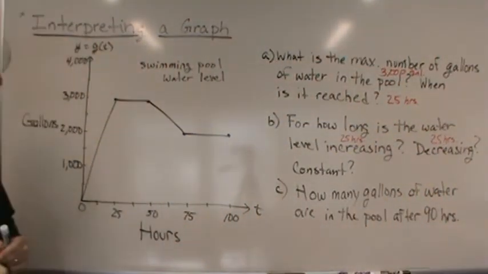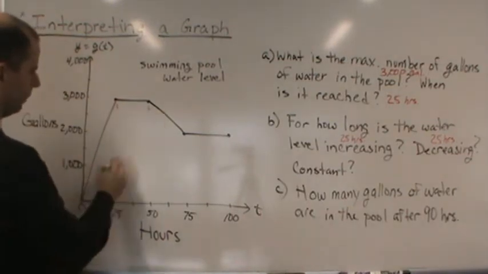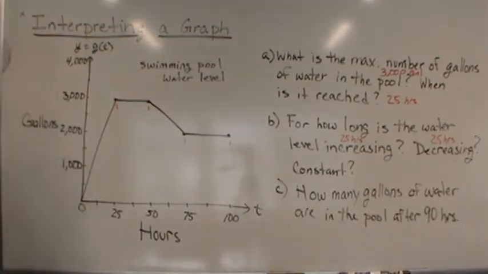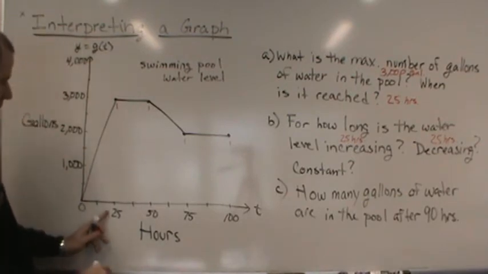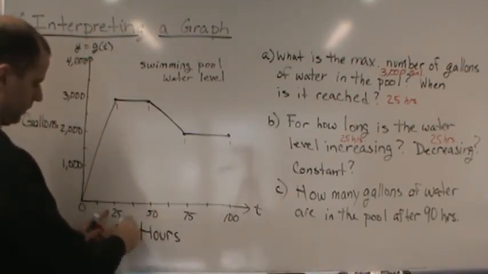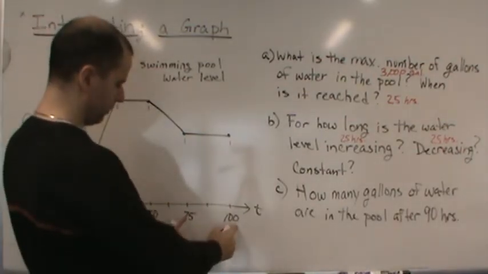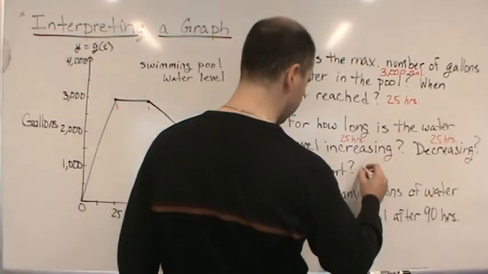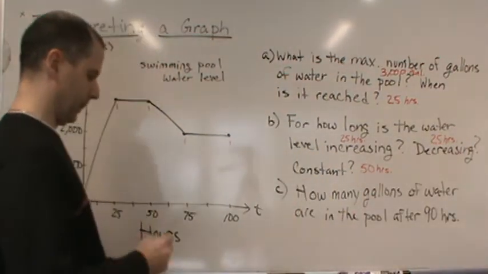And then how long has the water level been constant? Well, it's constant here, and it's also constant from here to here. It's constant from 25 hours to 50, so that's a 25-hour time lapse, and it's also constant from 75 to 100 hours after it was filled. So this would be a total of 50 hours that the water level was constant.